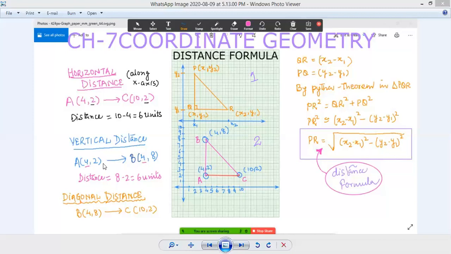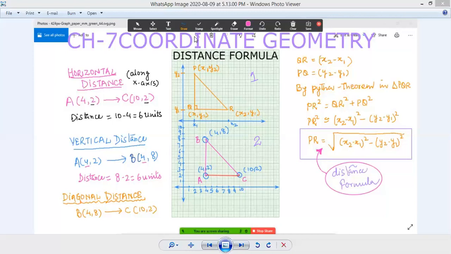If you want to find vertical, see x1 and x2 both are same, so this bracket will become 0, and this will become 8 minus 2, that is 6 unit. And if you want to find out the diagonal distance, then that means 10 minus 4, that means 6 square, and then 8 minus 2, again 6 square. Therefore, that is 36 plus 36.